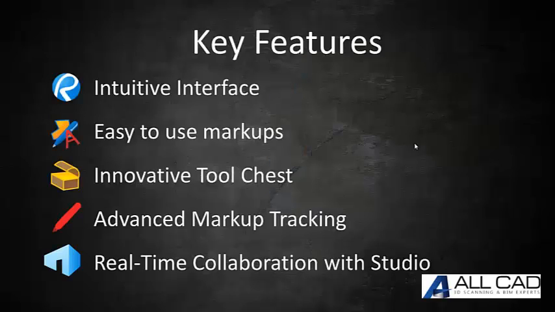So, what are the key differentiating factors between Bluebeam Revu and every other PDF software on the market, that is? Well, we have an intuitive interface that's extremely easy to use and understand. Really easy to use markups to drop on the page really quickly and very intuitively. The innovative Tool Chest keeps users from doing redundant work and saves them a ton of time. The advanced markup tracking list is going to save metadata from all of your markups and give you the kind of information that you need about every markup. And real-time collaboration with Studio. That's going to allow you to collaborate with your colleagues in real time in a cloud-based solution on a variety of documents from anywhere in the world, as long as you have an internet connection.